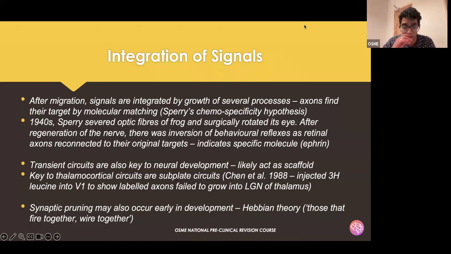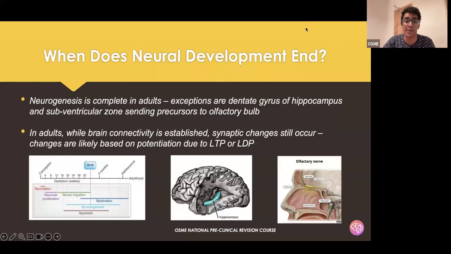So then finally, just to end on, we're going to think about when does neural development end? Because a lot of these processes are still happening early in development. So you have a basic timeline showing when these different processes are happening, allowing you to think about what's going on when.